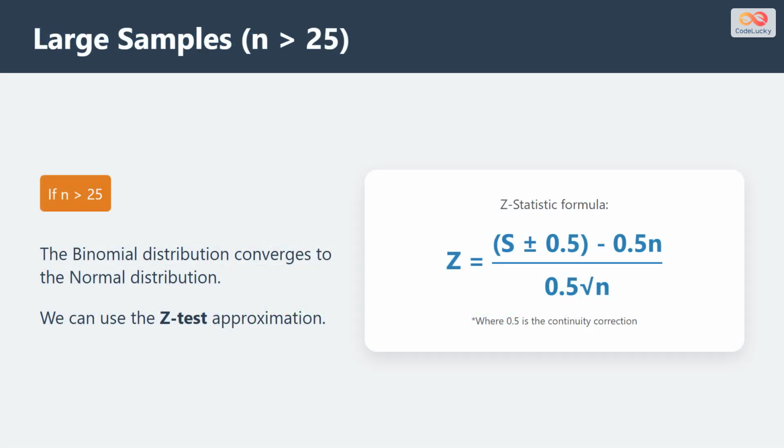What if you have a lot of data? If your sample size is greater than 25, calculating binomial probabilities by hand is tedious. Instead, we use the normal approximation. We calculate a z-score using the formula shown here, which includes a continuity correction of 0.5 to account for the discrete nature of the data.